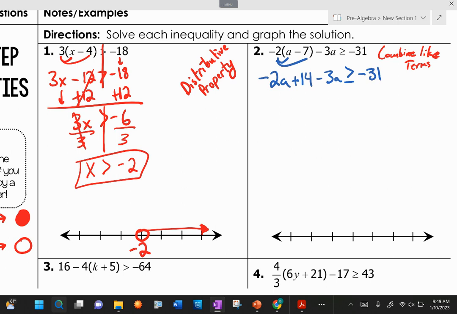All right, so this was after the first step. Second step should be to combine like terms. Here's what it should look like. Can't forget to combine like terms if you need to.